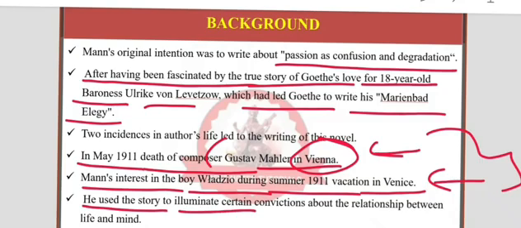He used the story to illuminate certain convictions about the relationship between life and mind. You need to understand these two topics very well, life and mind. See, what is our life? It is not going to be similar to the world that we have created in our head. So there are two lives, two things going on simultaneously. The life which we have in front of us, and another life which we want to lead and which is not practicalized yet. It is there in our imagination.